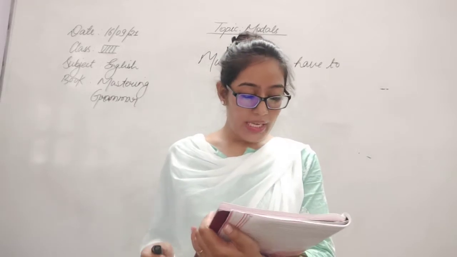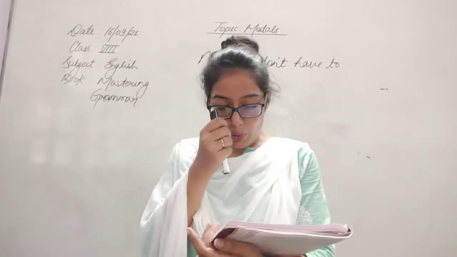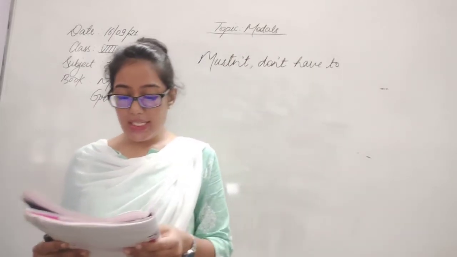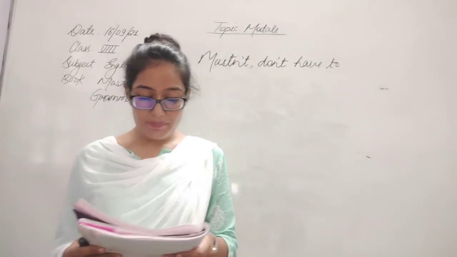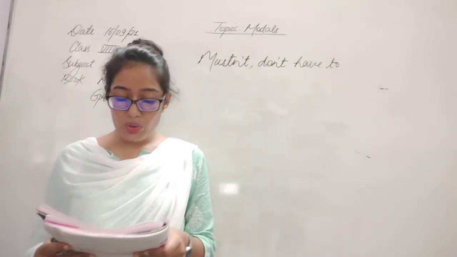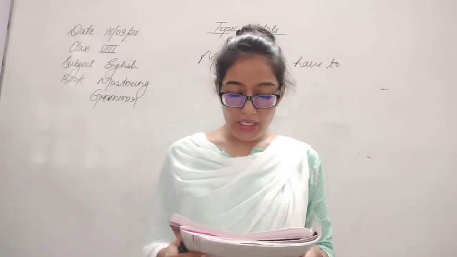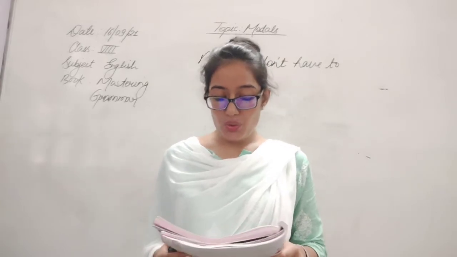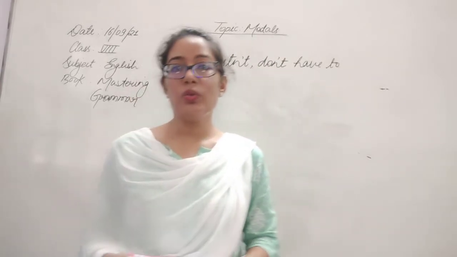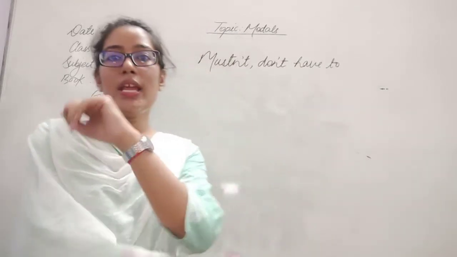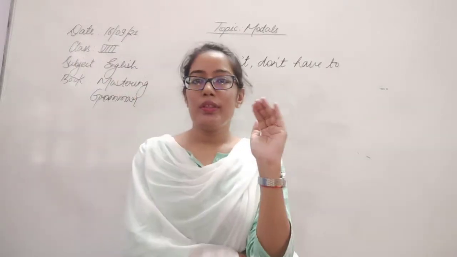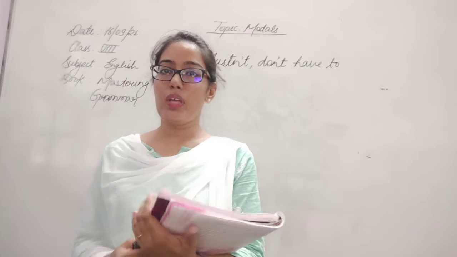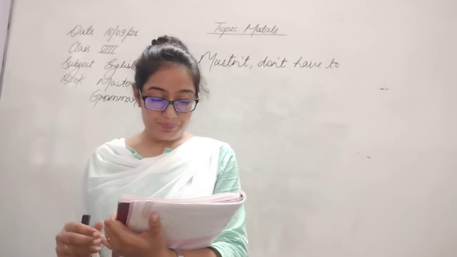You must not hit your pet. It is necessary that you don't hit your pet. Example, you don't have to give any money to a beggar. There is no need to give any money to beggars. But if you want to, you can. Mustn't and don't have to. They tell us that we don't have to do the thing.